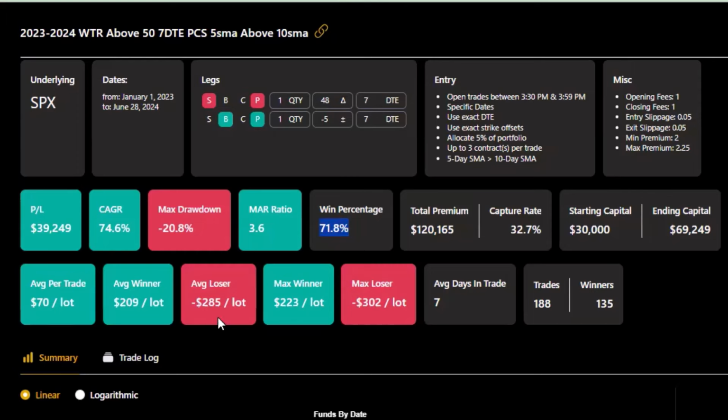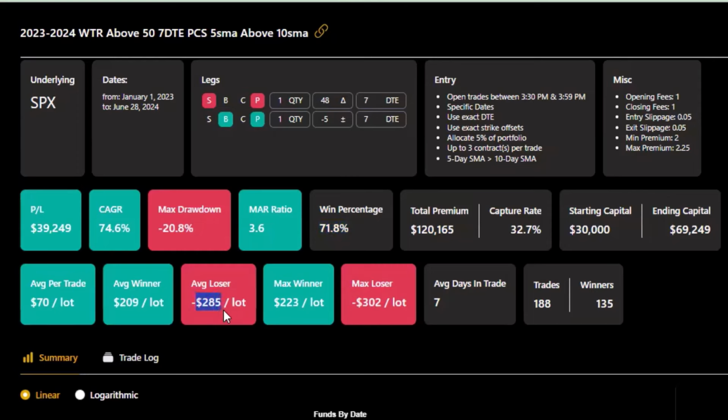A key to the strategy is trying to keep our risk reward in check. Typically with credit spreads, you're risking a little bit more to make less. But with this strategy, we're doing at the money, so our risk reward is 3-2, which is much better than a lot of out of the money credit spread strategies. Our average loser here is $285.